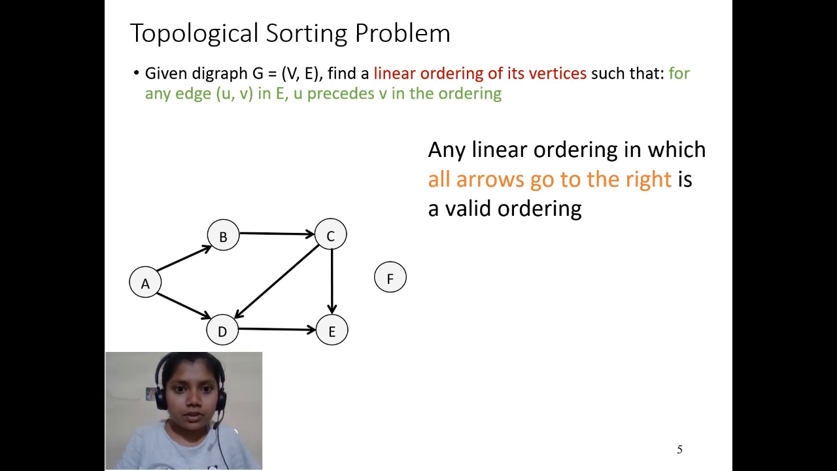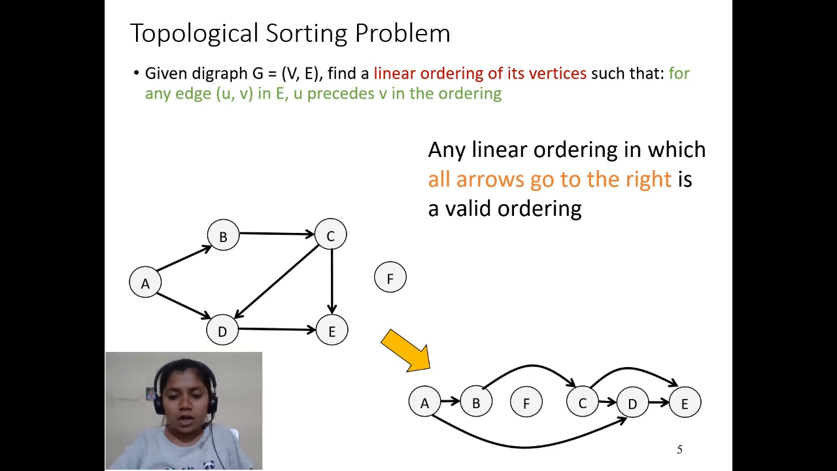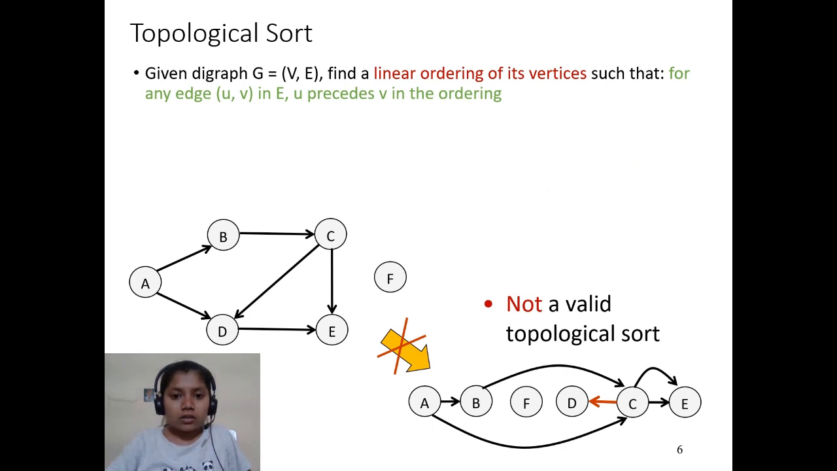So let's see one of the problems. Here is given one directed acyclic graph. We have to find the linear ordering of its vertices. Any linear ordering in which all arrows go to the right is a valid ordering. So here we can see all the arrows are going to the right, so it is a valid linear ordering. But in this one we see that an arrow is going to the left, so it is not a topological sort.